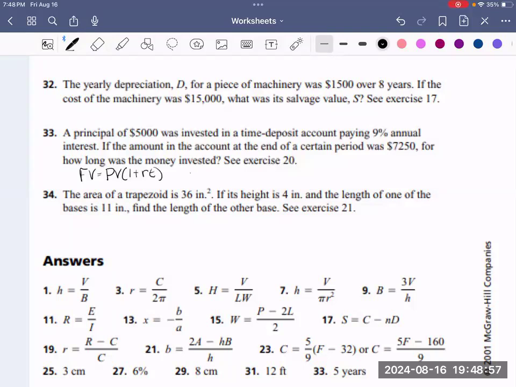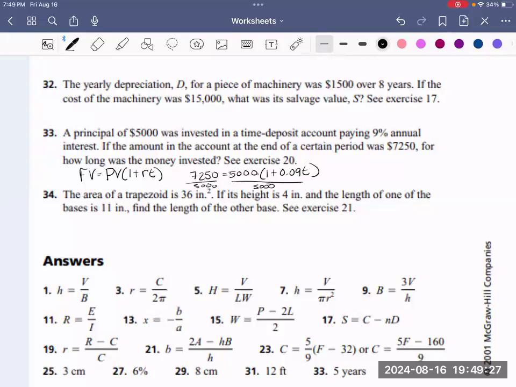So if we have 7,250 is equal to your $5,000 that you put in, times 1 plus the annual interest rate of 9%, or 0.09, t, in which we don't know. So first thing we want to do, if 5,000 is being multiplied, we're going to divide it to the other side.